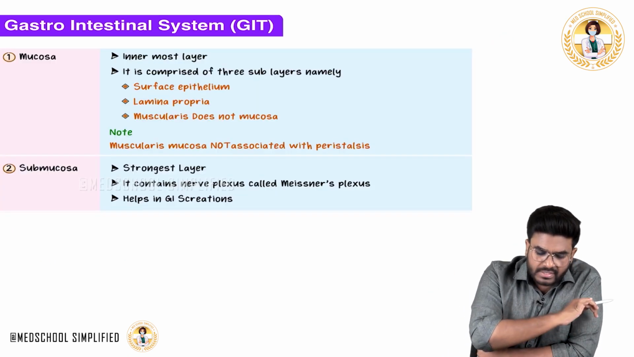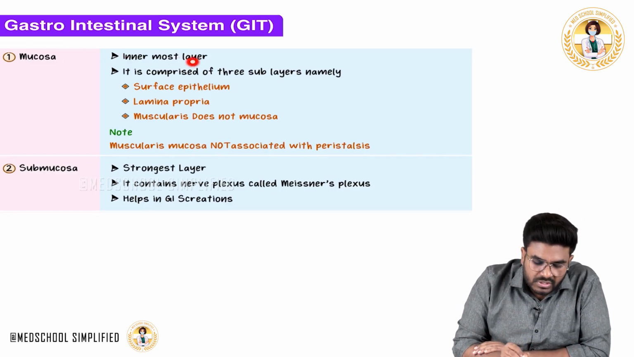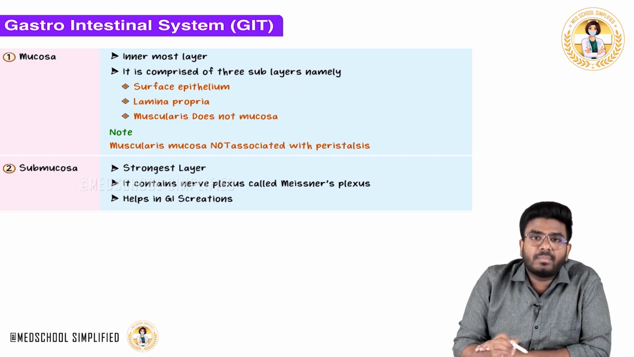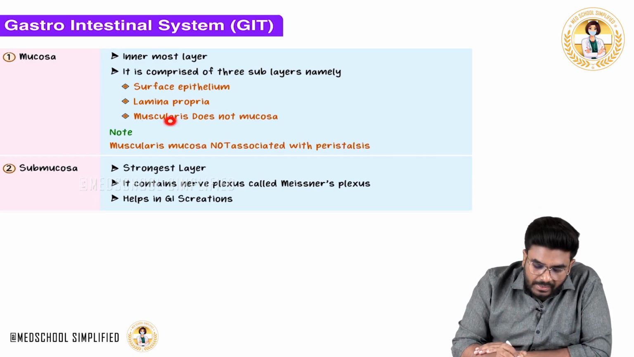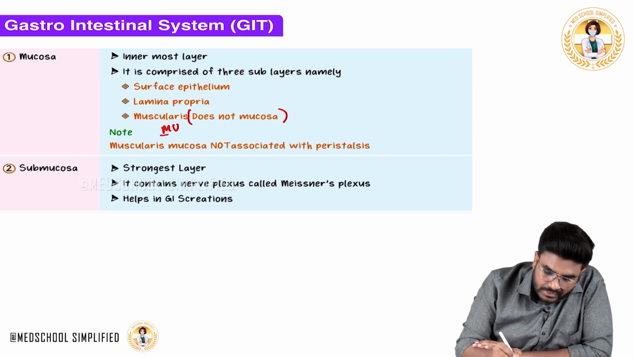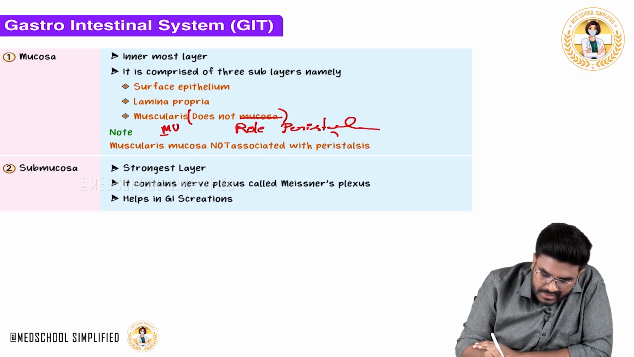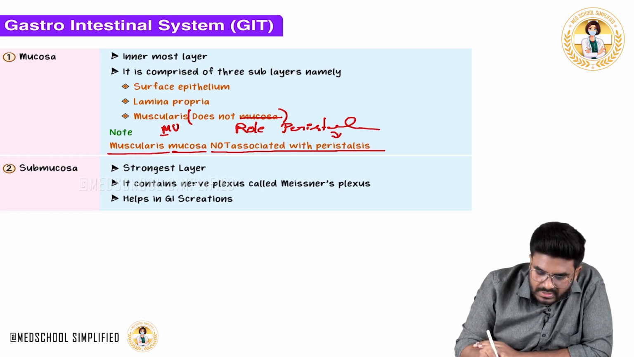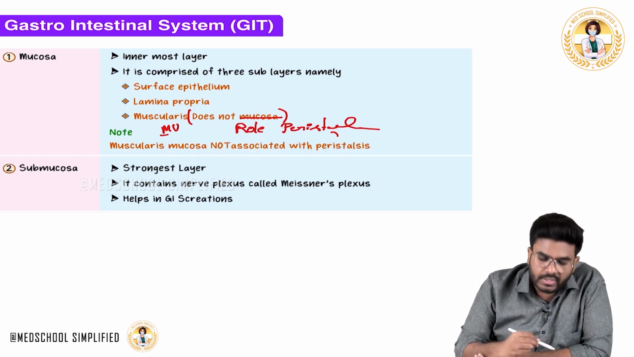Okay, but anyway, now let's continue. Already we have discussed the mucosa. So what are the points about the mucosa? Mucosa is the innermost layer. It is comprised of 3 sublayers. What are the 3 sublayers? Surface epithelium, lamina propria, and muscularis mucosae. The muscularis mucosae does not have any role in peristalsis. Already discussed. Now let's talk about the submucosa.